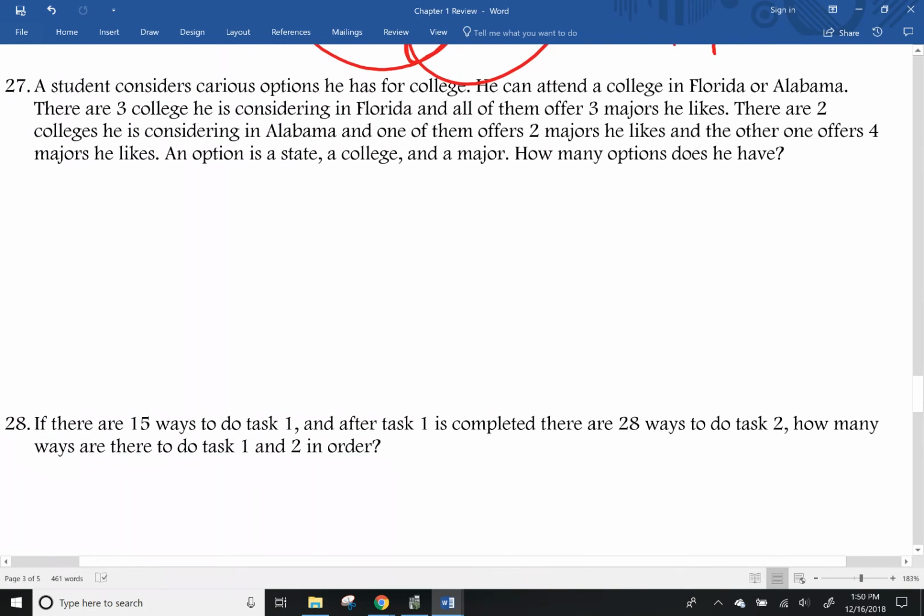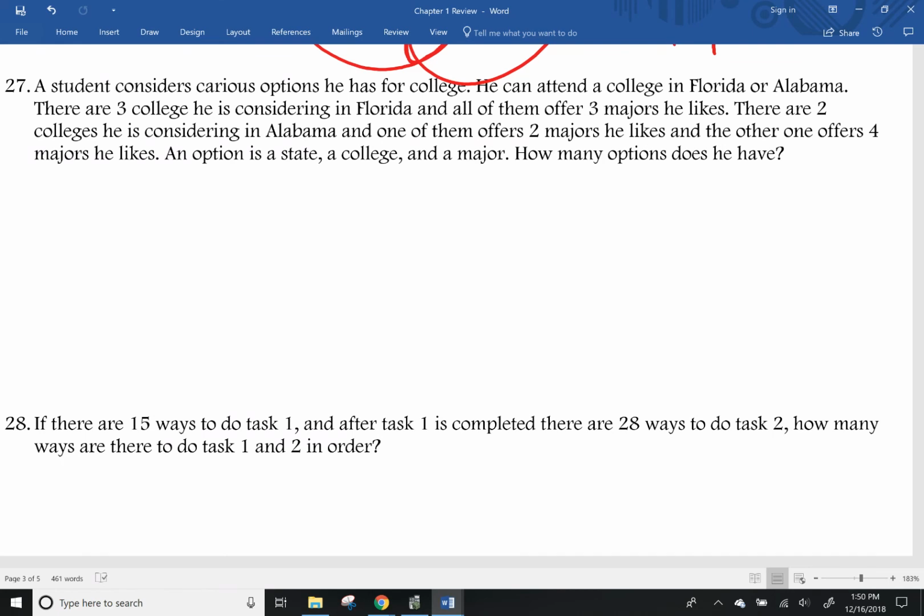All right, a student considers various options he has for college. He can attend a college in Florida or Alabama. There are 3 colleges he's considering in Florida, and all of them offer 3 majors he likes. There are 2 colleges he is considering in Alabama, and one of them offers 2 majors he likes, and the other offers 4 majors he likes. An option is a state, a college, and a major. How many options does he have?